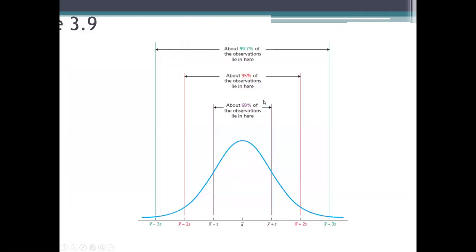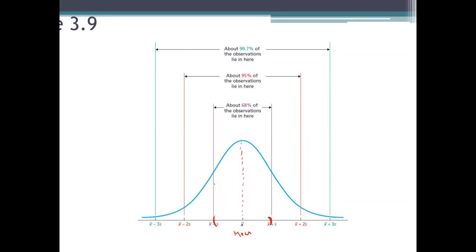So let me just show you visually what this looks like. If you have something that's normally distributed, bell-shaped, and it's centered, symmetric, when something's normally distributed, it's centered at the mean. If you take the mean and you subtract a standard deviation, and you take the mean and you add a standard deviation, 68% of observations are going to fall between this number and this number.